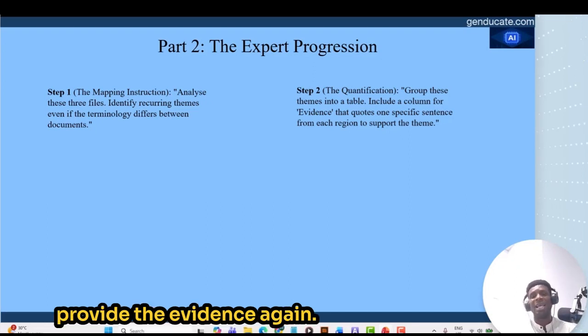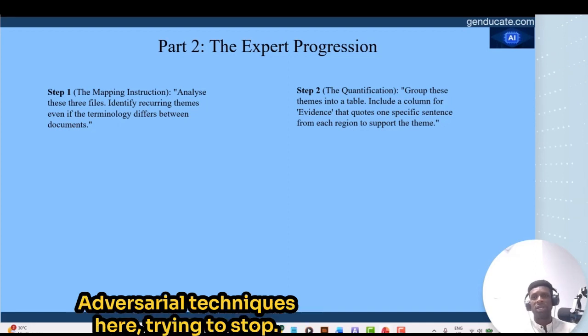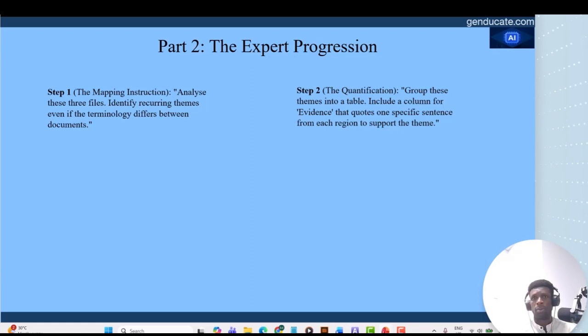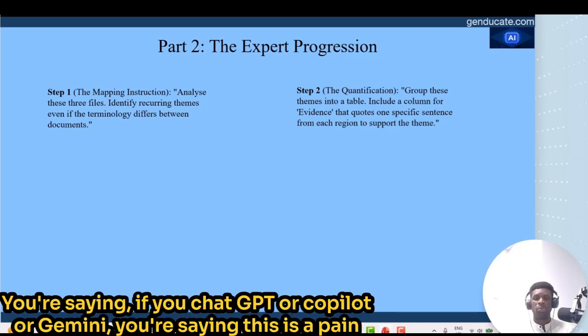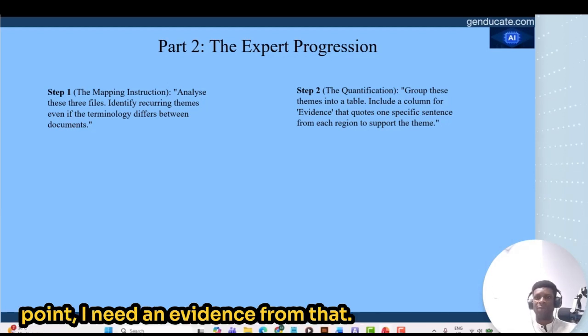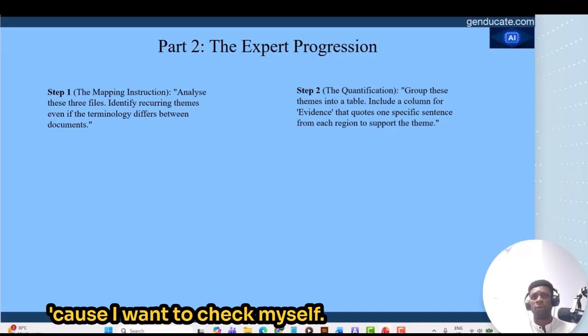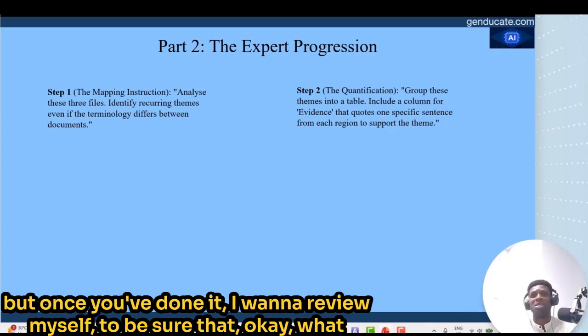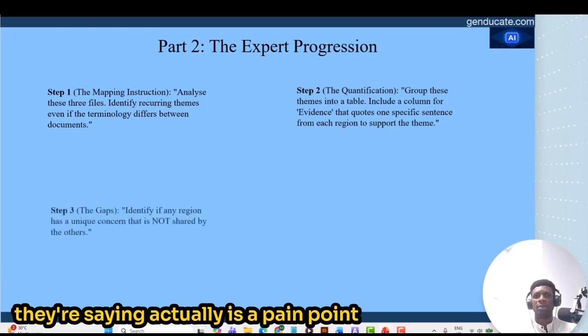And then provide the evidence. Again, adversarial techniques here, trying to stop generative AI from hallucinating. If you're saying to ChatGPT or Copilot or Gemini, this is a pain point, I need evidence from that because I want to check myself if you've interpreted it properly. Even though I can't check the whole thing, once you've done it, I want to review it myself to be sure that what they're saying actually is a pain point.